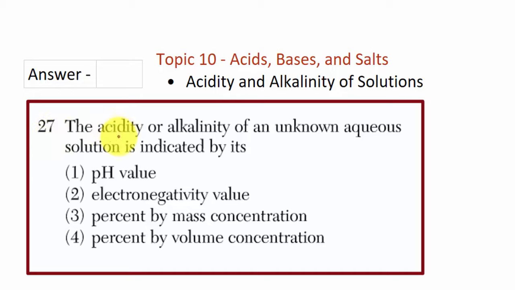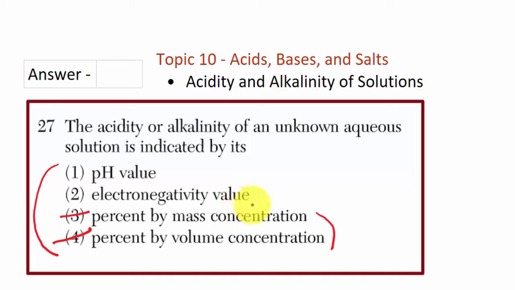Number 27. The acidity or alkalinity of an unknown aqueous solution is indicated by its what? You have 4 possible answers here. Let's rule some out. Percent by mass and percent by volume are 2 ways to measure concentration, not acidity or alkalinity, so those are gone.